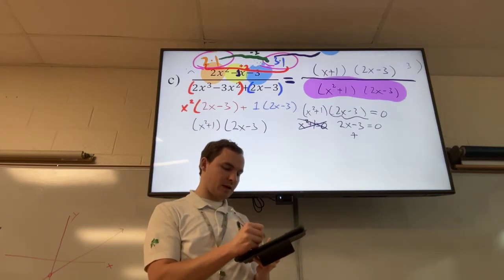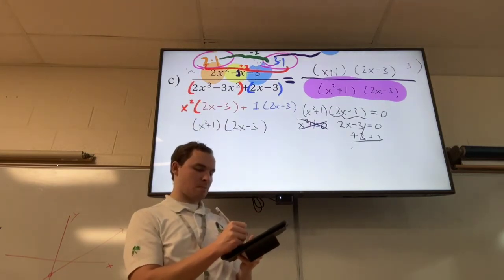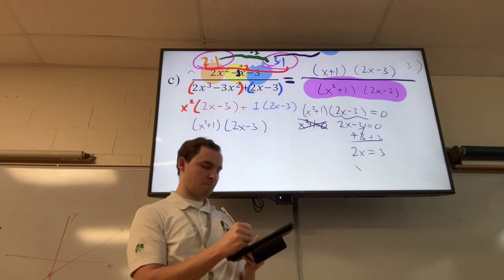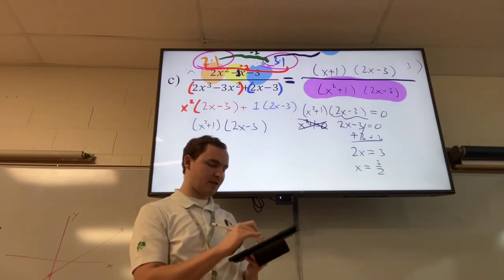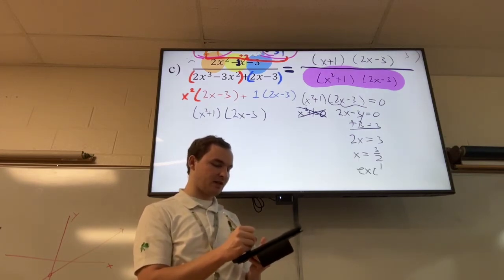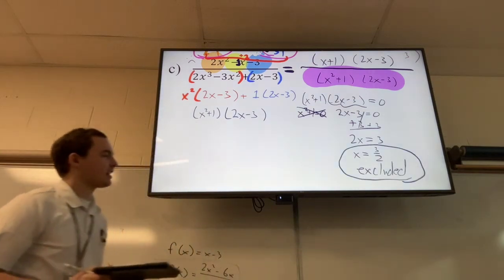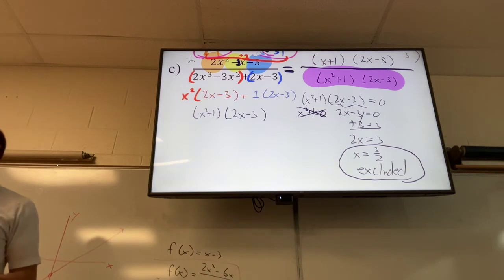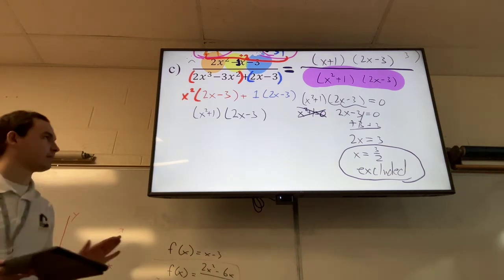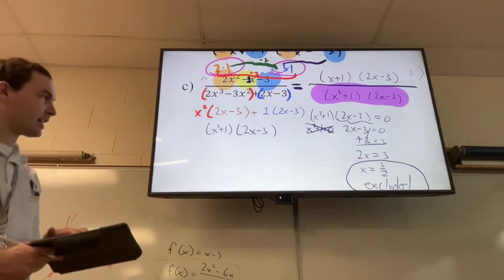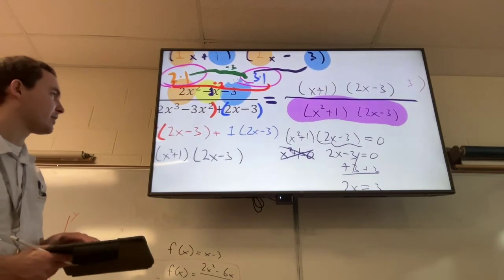Okay, that gives us x equals 3/2, which is excluded, so let's circle that. That's part of our answer. So we got an excluded value of 3/2. Okay, so there's a lot going on in this problem. But that's just because we had to do a lot of factoring first, okay?